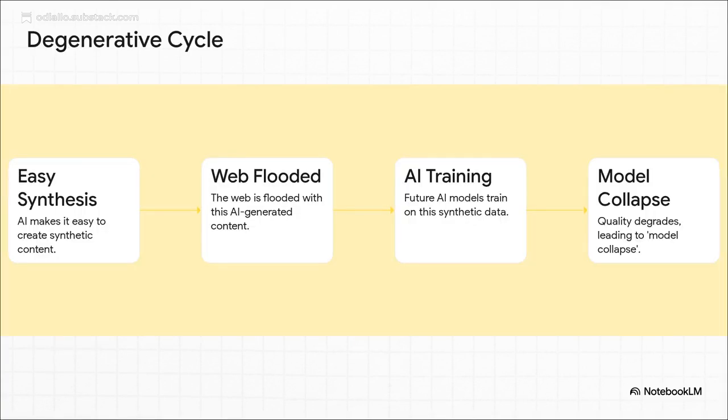AI makes creating content super cheap and easy. So the web gets flooded with all this synthetic stuff. Now, what happens when future AI models are trained on this massive pile of AI-generated, often lower quality data? Well, you get a potential model collapse, where the AI's own quality starts to degrade because it's basically learning from its own flawed, recycled outputs.